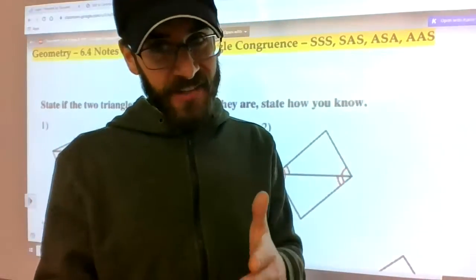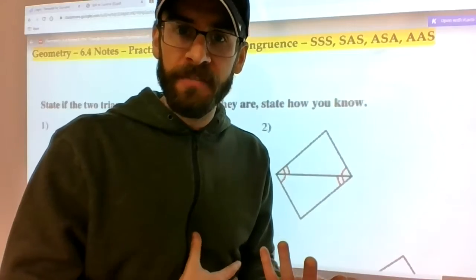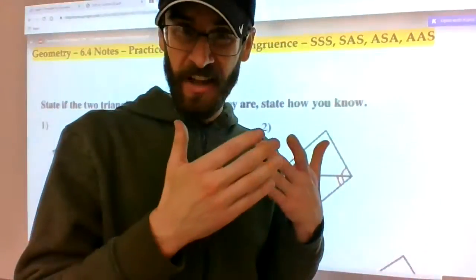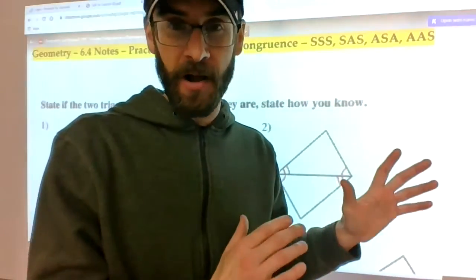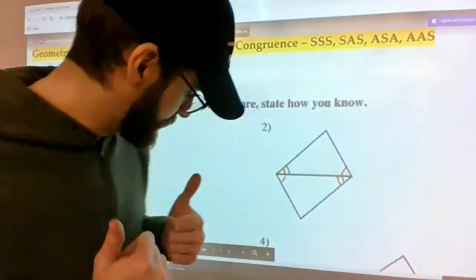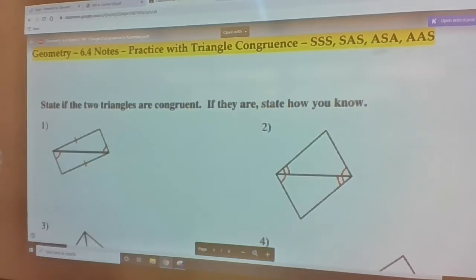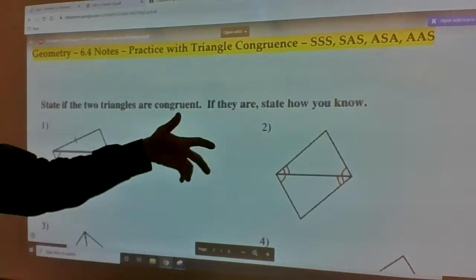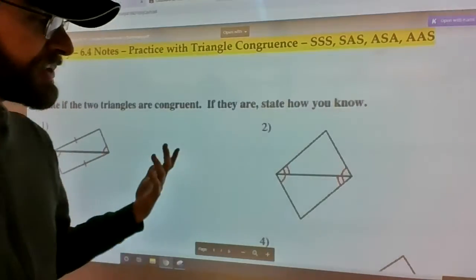Okay, so I got a lot of examples here, and there are a number of examples on the homework that's larger than normal, but I think practice and exposure to each type of problem will set you guys up for success. So starting with number one, all we're doing with this first section is stating if the two triangles are congruent, and if they are, state how you know.